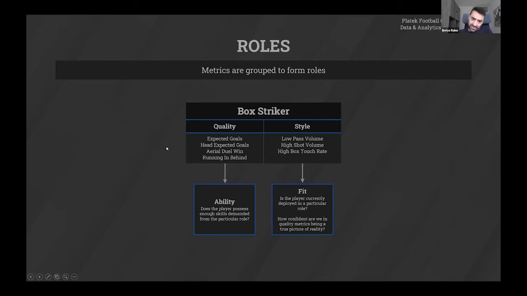So with the left side of the role, we can evaluate the ability of the player. Does the player possess the skills demanded to fulfill this particular role? And with the right side of the role, we can see, okay, does this player fit into what the coach wants him to do, what the club philosophy is of a striker.